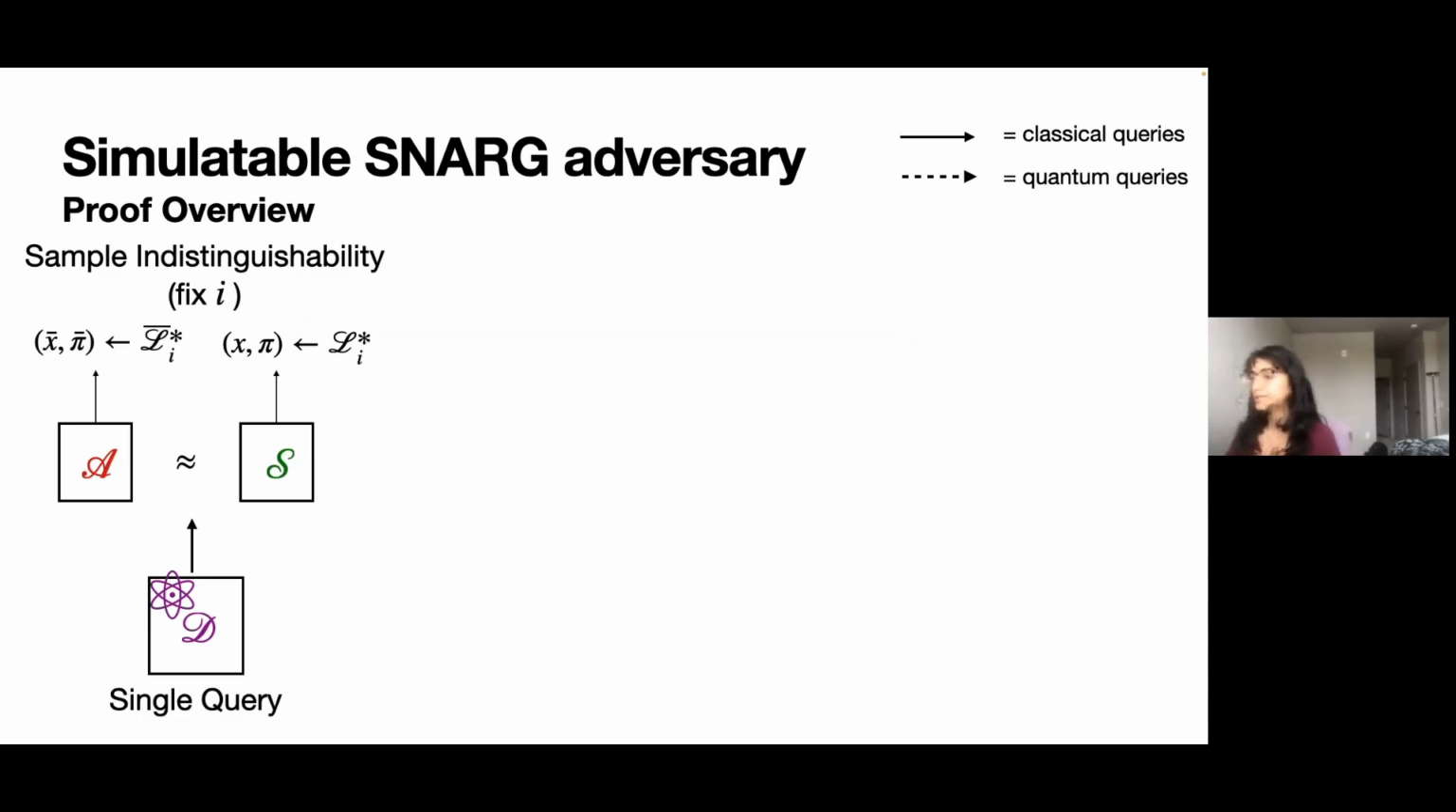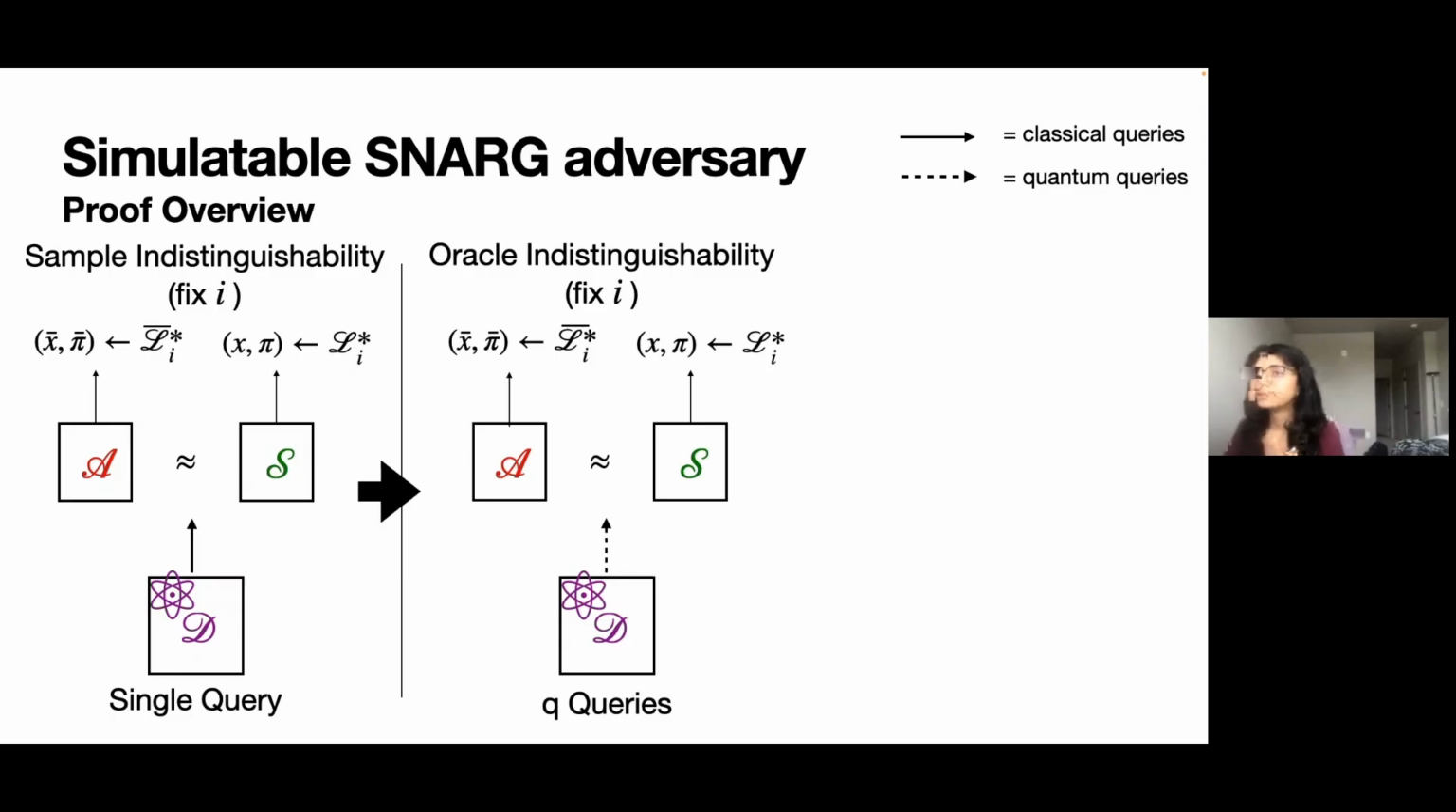So we first start off by showing sample indistinguishability, which means that for a fixed index of the distribution family, given classical queries, A and S are indistinguishable. The distinguisher is going to query on some security parameter, CRS, and some coins, and then given these input queries, the outputs that the adversaries have are indistinguishable according to a single classical query that the distinguisher is allowed to make. And then we upgrade this to showing oracle indistinguishability.